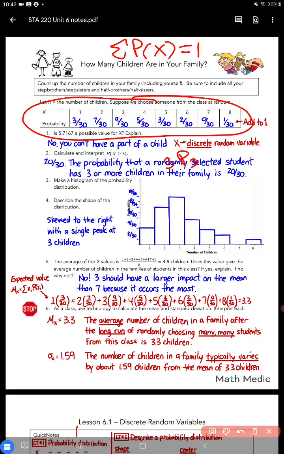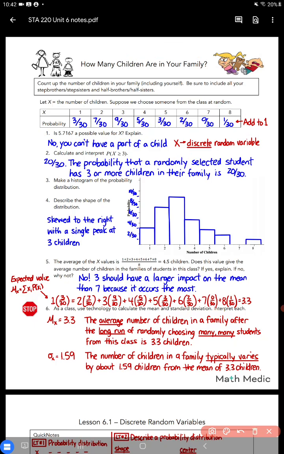The other thing that has to be true is that your probabilities can't be negative. So they have to be between 0 and 1 inclusive. And when I say inclusive, that means it can be equal to 0 and it could be equal to exactly 1. Okay? So what's going on here? Well, this is what is called a discrete random variable.